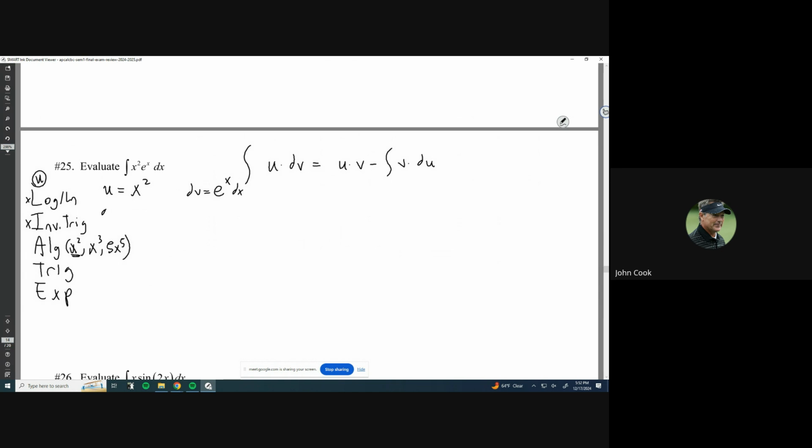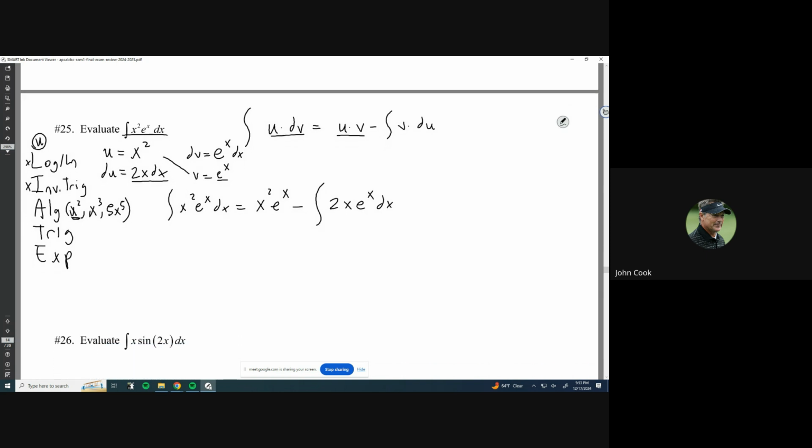Okay, so then I find du and v, so that's going to be 2x dx, and then v is going to be equal to e to the x. And then I just use the pattern to find out what that is. So x squared times e to the x dx is equal to u times v, so x squared e to the x, and then minus integral of v du. So it's going to be, I'm going to rearrange it a little bit, 2x e to the x dx.